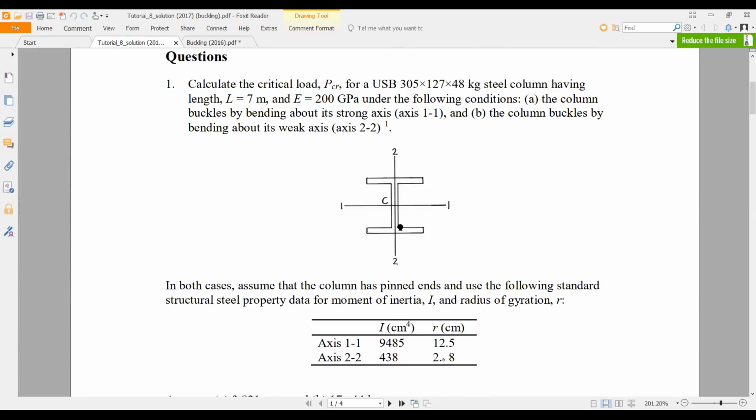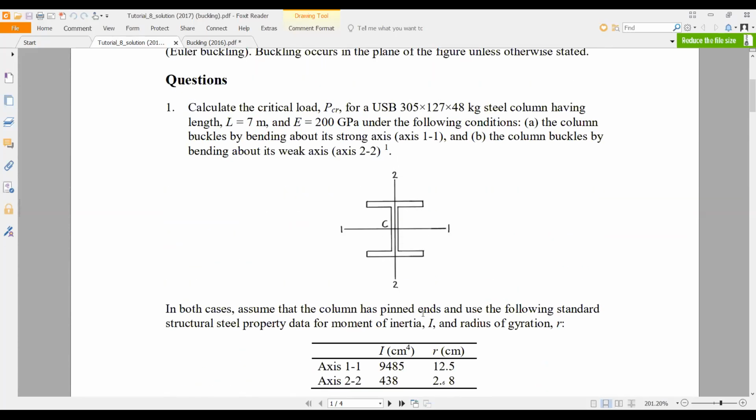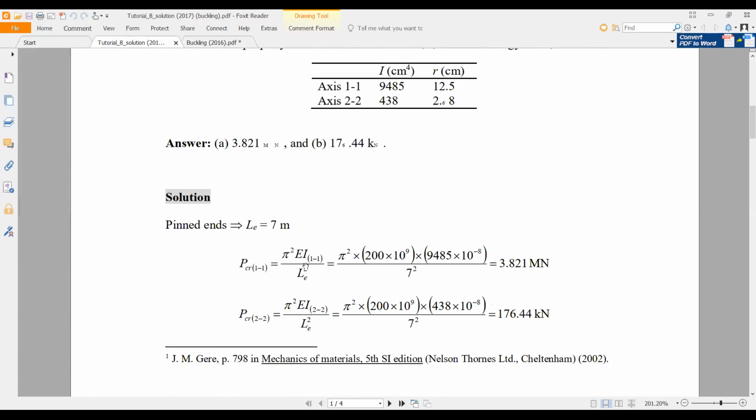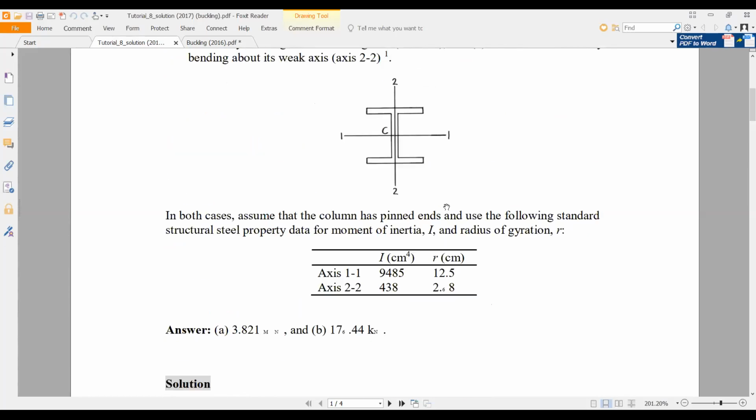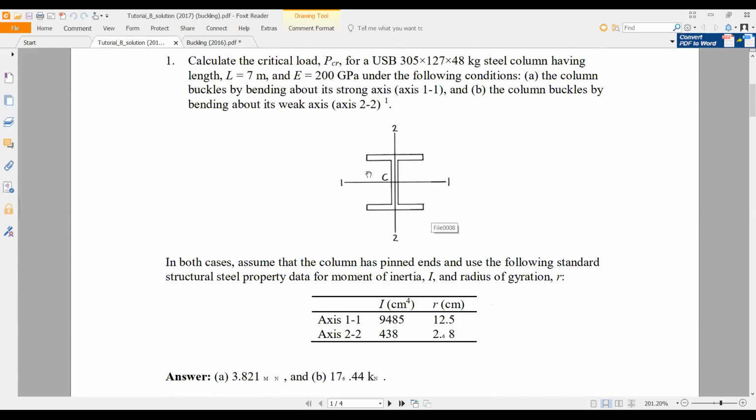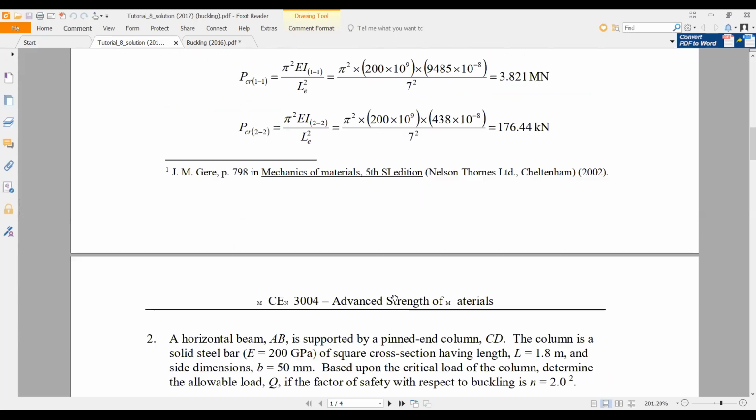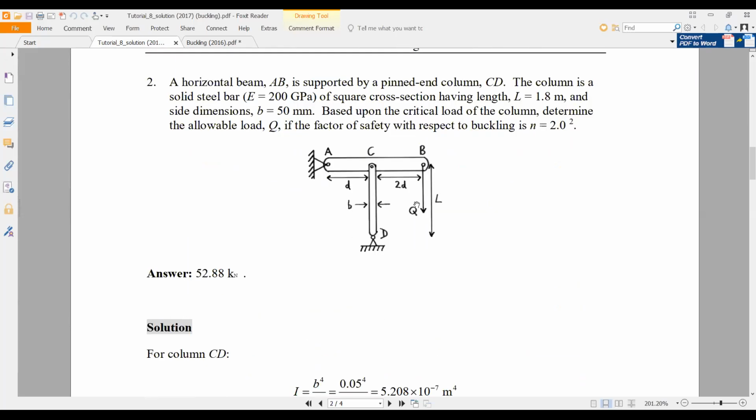So in here they consider the pin ends. So that's why L_e equals L, I think. Yes. Okay. The pin end. So L_e equals L. And this kind of questions.